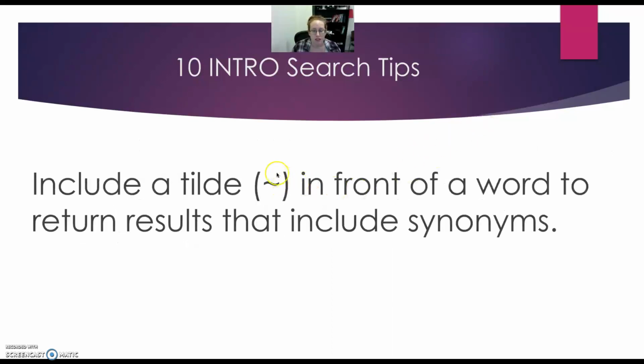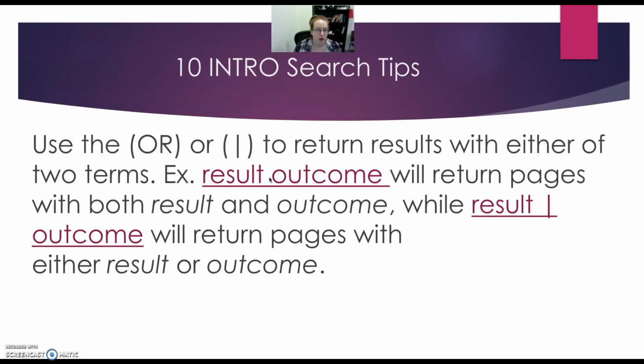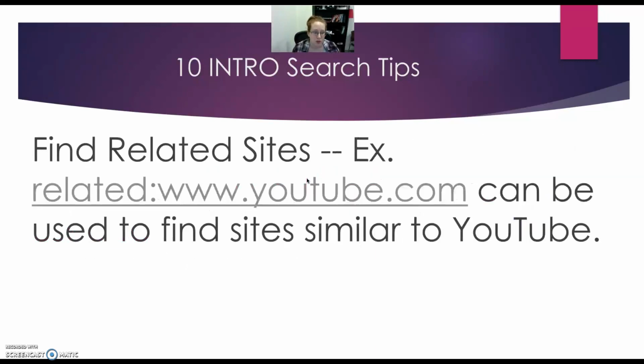You can include a tilde, so this little squiggle sign, in front of any words that it might come up with some synonyms for you. It's not perfect. You still need those synonyms, but it can help. You can add or in between words. So result or outcome, you can search standardized testing, result or outcome, and it'll search for standardized testing and result, standardized testing and outcome at the same time. And you can find some related sites.